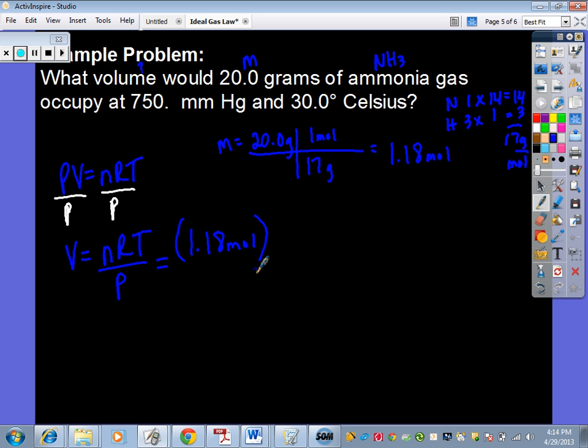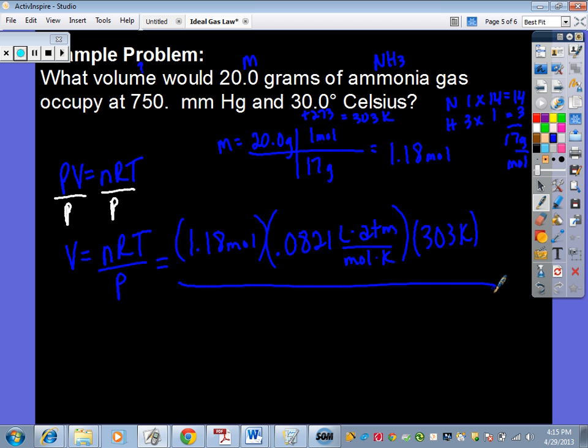The next variable that I'm going to need is R. In that particular case, I'm going to put in 0.0821 liters times atmospheres over mole times Kelvin. Remember, that's a constant. Whenever you see R, you will be using this number with those units. For T, I'm given a temperature of 30 degrees Celsius. However, just like in all of our gas laws, we cannot use the temperature in Celsius. We must convert it to the Kelvin scale. So if we add 273, we have a Kelvin temperature of 303 kelvins.